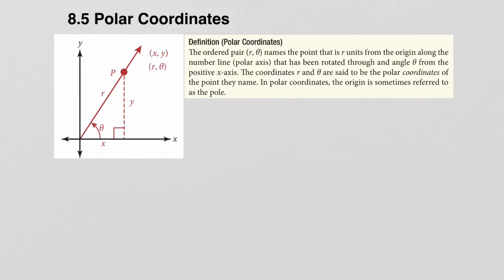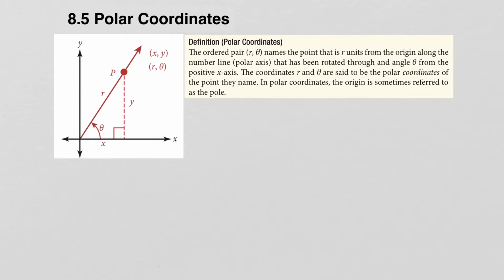In section 8.5, we look at polar coordinates. Polar coordinates is a new coordinate system for locating points in the plane. So we know that we have the x and y axis, which is called the Cartesian coordinate system or the rectangular coordinate system. And we locate a point in this manner by simply lining up the x-coordinate on the x-axis and the y-coordinate on the y-axis, and that gives us the ordered pair (x, y). And this is the way that we locate points in the plane currently.